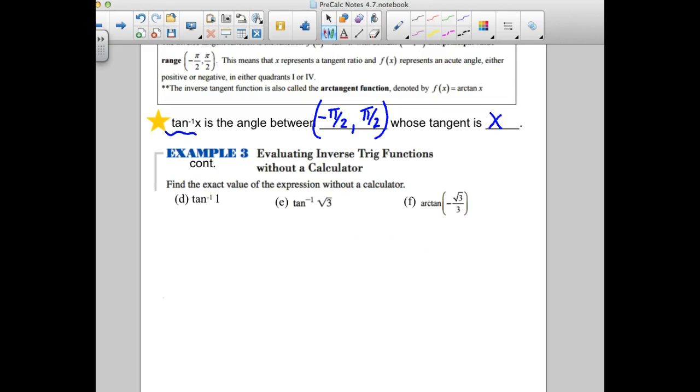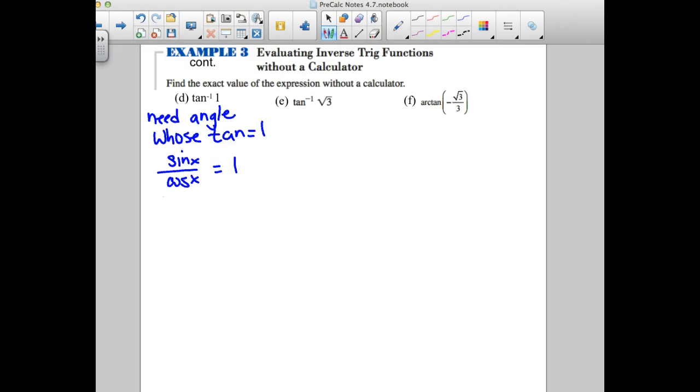So looking at example 3, it says find the exact value of the expression without a calculator. We want the inverse tangent of 1. That means I need an angle whose tangent is equal to 1. Well, remember tangent is sine divided by cosine? And for us to get a 1 for an answer there, those two values have to be the same. So where on the unit circle do we have a sine and cosine that are identical? And that is at our pi over 4s.